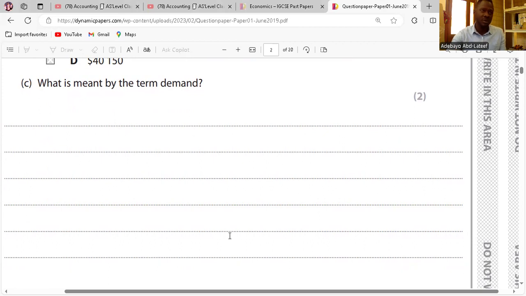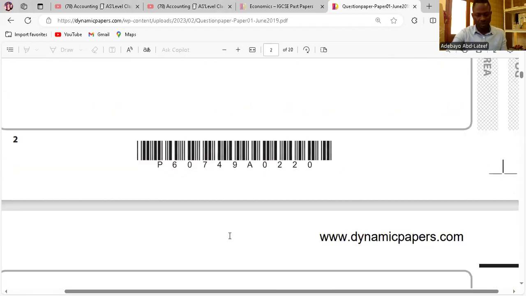Question C. What is meant by the term demand? Demand is the quantity of goods consumers are willing to buy at a given price and time. The quantity or the amount of goods consumers or individuals are willing to buy at a given price and time. Clear? We'll go to question D.